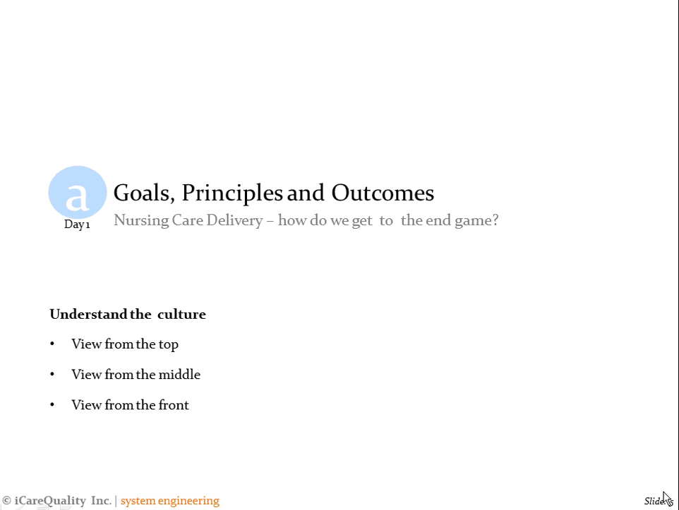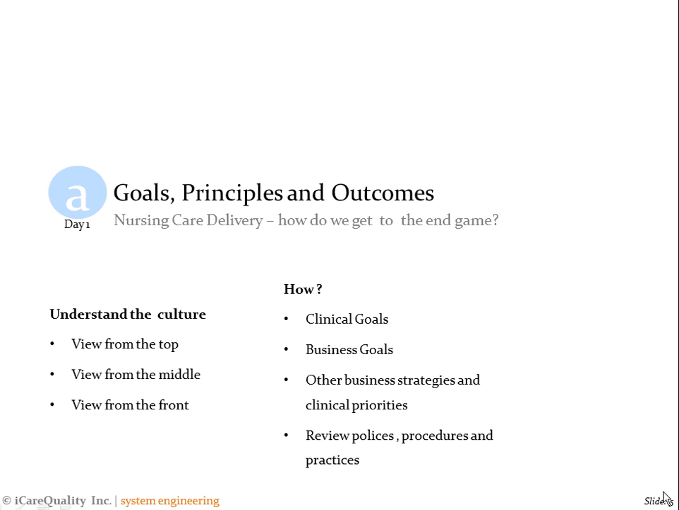Day 1 of a system engineering application in the nursing care delivery model is to understand the culture from 3 different viewpoints: from the top, the executive branch, from middle management, and also from the frontline care providers. How do we do this? We understand the unit's clinical goals and business goals, and what other business strategies and clinical priorities are going to be impacting. We understand and review the policies, procedures, and practices. And most importantly, we understand from various stakeholders' points of view what success will look like.